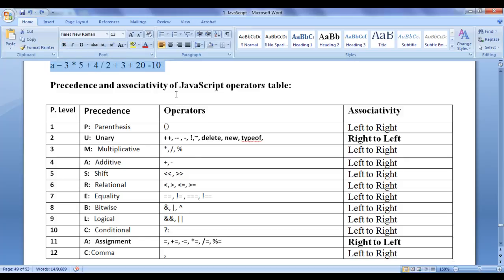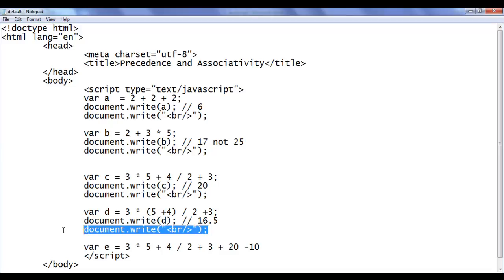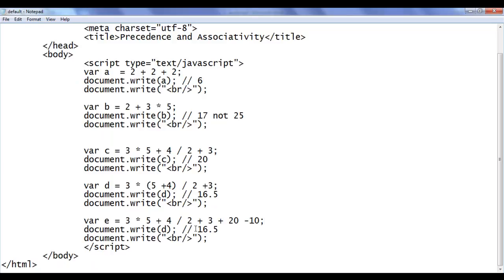I'm going to copy this expression and paste here. Tab, I say var E, and I copy these two lines of code, paste down. Here I give a semicolon, and here we display the output E. How is the browser going to evaluate this expression? Again, we have multiplication and division that have higher precedence than the addition and subtraction. So 5 into 3 is going to be evaluated first, 15. Then 4 divided by 2 is going to be evaluated. 4 by 2 is 2.